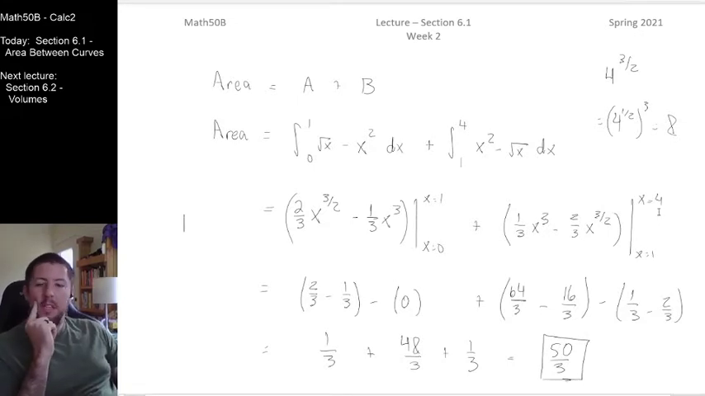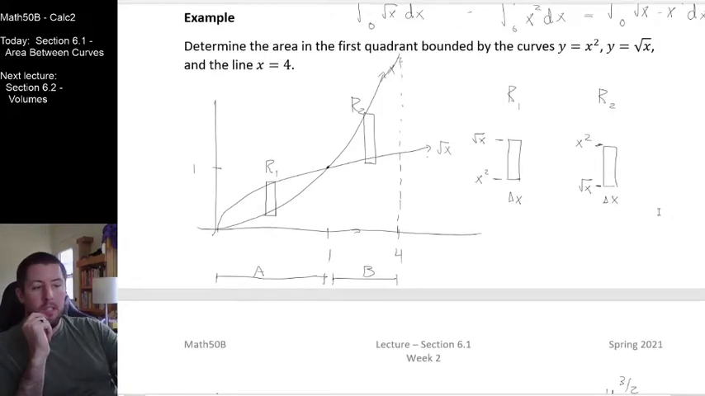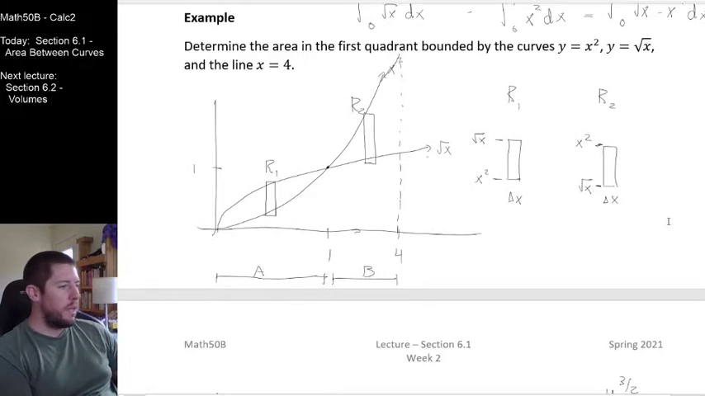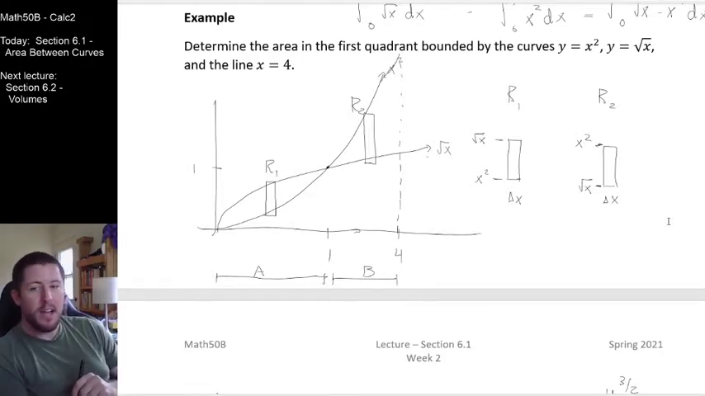50 thirds seems to be the total area between these two curves from 0 all the way out to 4. One lobe from 0 to 1, and then another region here with the vertical bar on it from 1 to 4. And again, we had to keep track of which one was on top and which one was on bottom. By the way, I did skip an important step right here that you guys are probably going to have to actually do for some later ones.